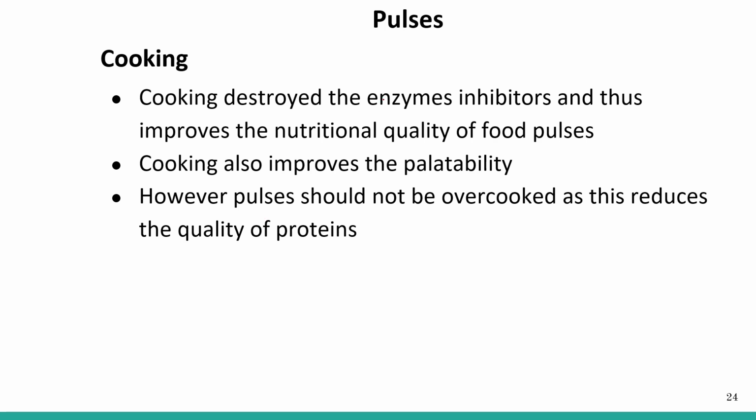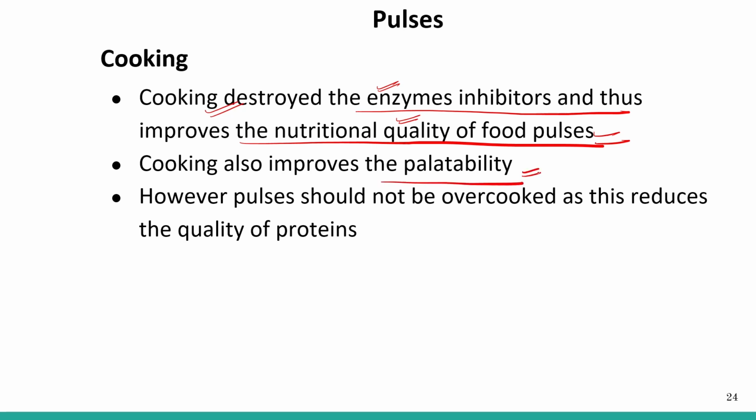Cooking. Cooking destroys the enzyme inhibitors and thus improves the nutritional quality of the food pulses. So there are so many enzyme inhibitors that are present in the pulses, but when we cook that food, the enzyme gets degraded, right? And that improves the nutritional quality of the pulses. Cooking also improves the palatability.